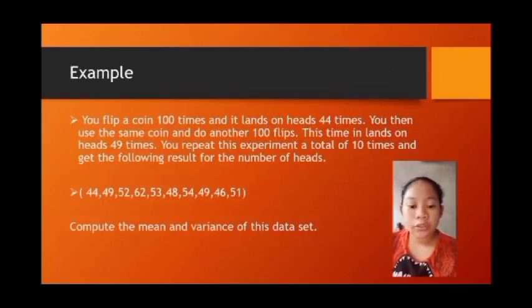Example: you flip a coin 100 times and it lands on heads 44 times. You then use the same coin and do another 100 flips. This time it lands on heads 49 times. You repeat this experiment a total of 10 times and get the following results for the numbers of heads: 44, 49, 52, 62, 53, 48, 54, 49, 46, and 51. Compute the mean and the variance of this data set.